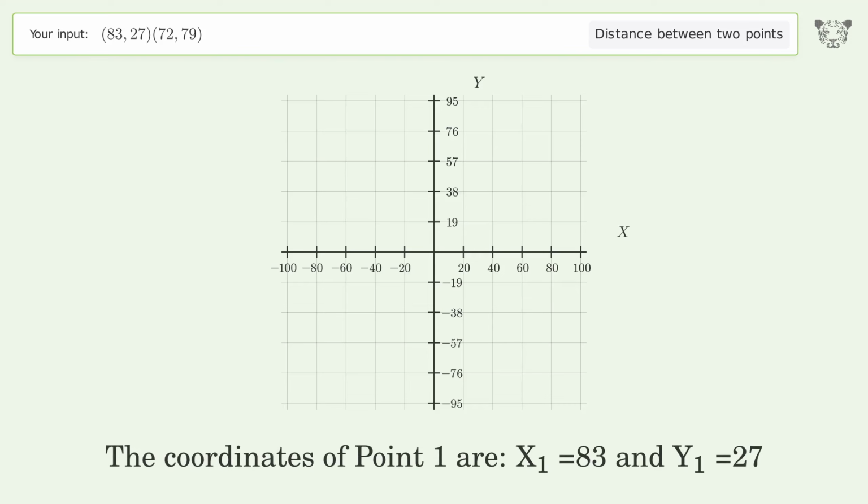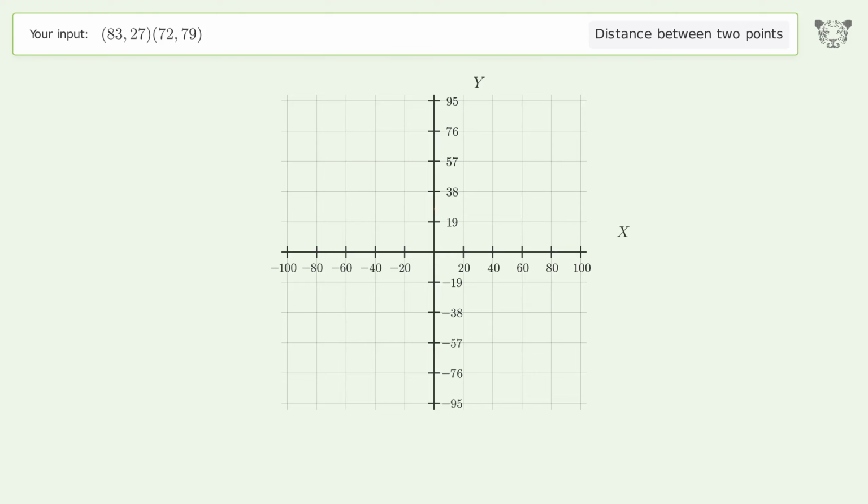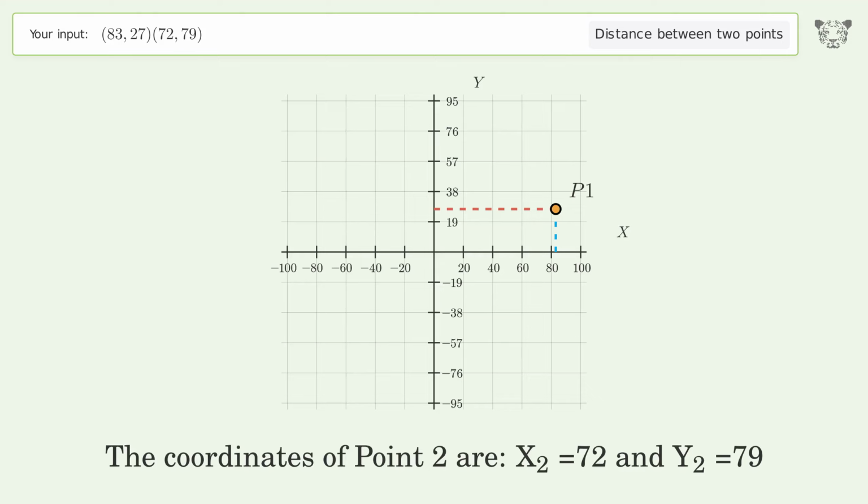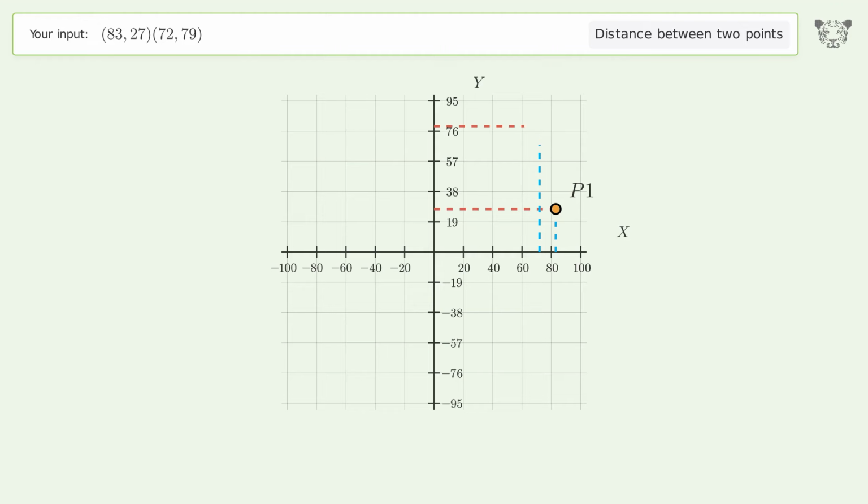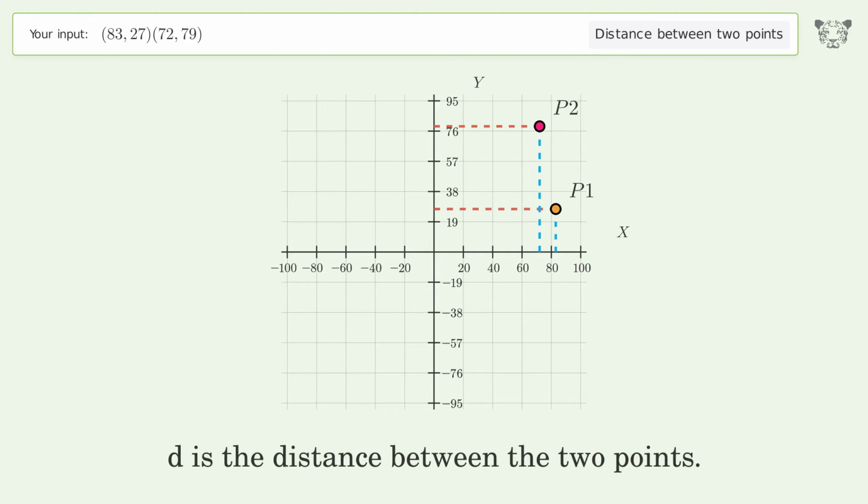The coordinates of point 1 are x1 equals 83 and y1 equals 27. The coordinates of point 2 are x2 equals 72 and y2 equals 79. D is the distance between the 2 points.